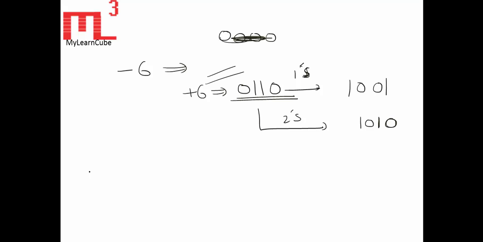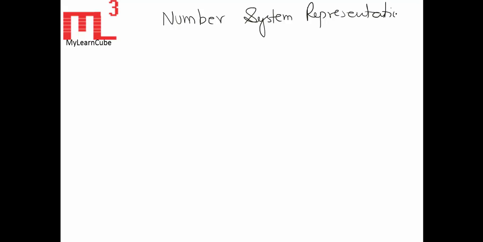So far so good. But now my question is, you have 0. Representation in 2's complement. To explain this, I have to explain one more topic, and that topic is number system representations. That is a very, very important topic, guys. Number system representations.